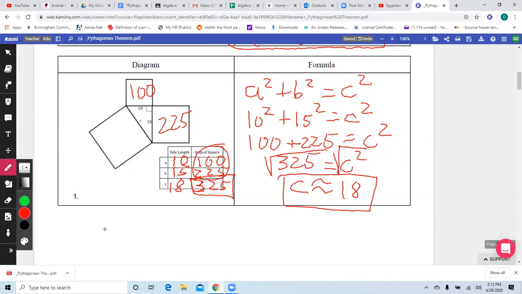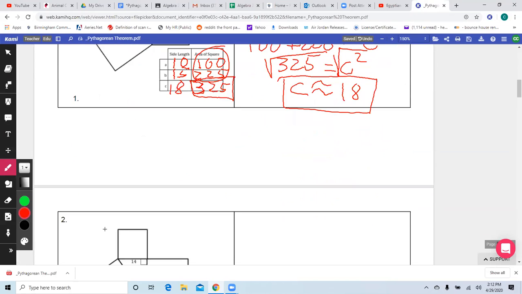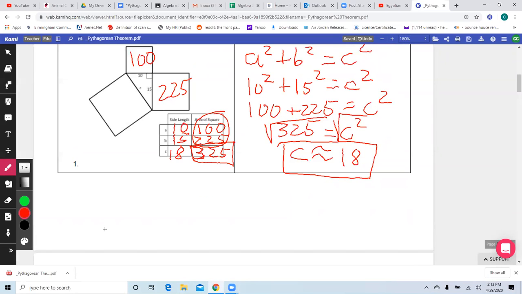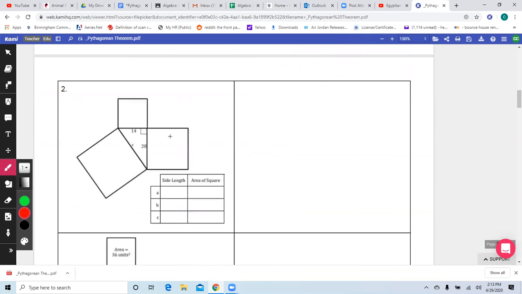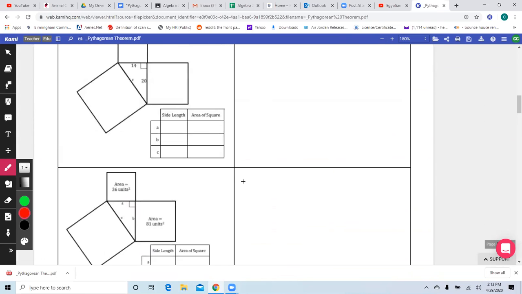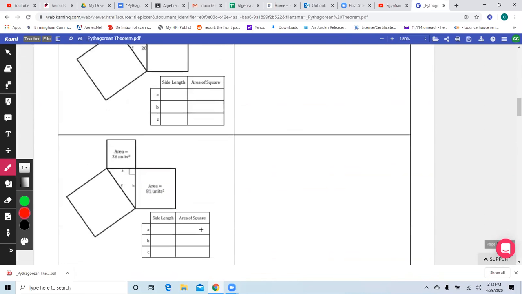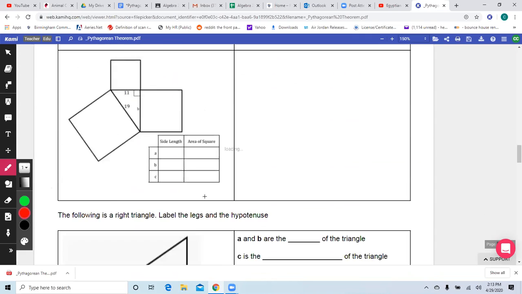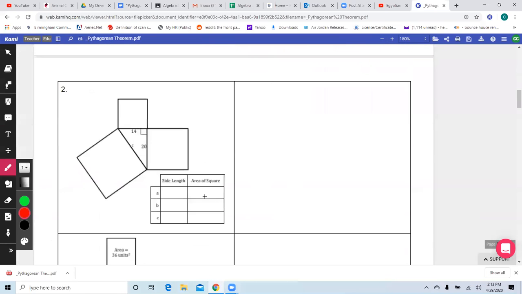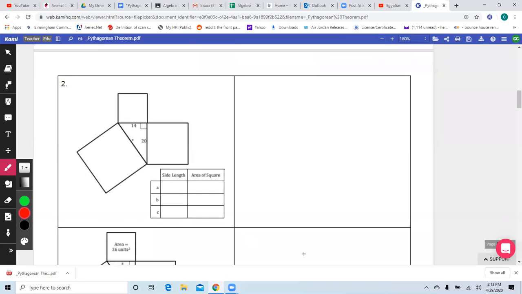Okay. So that's that. Give me a second. I am actually going to skip number 2 because there's a lot of diagrams and this is a pretty long sheet. I just want to do one more with the diagram, and then I want to show you how to do the problems that are going to be on your homework, okay? Which are more just straight into the equation.